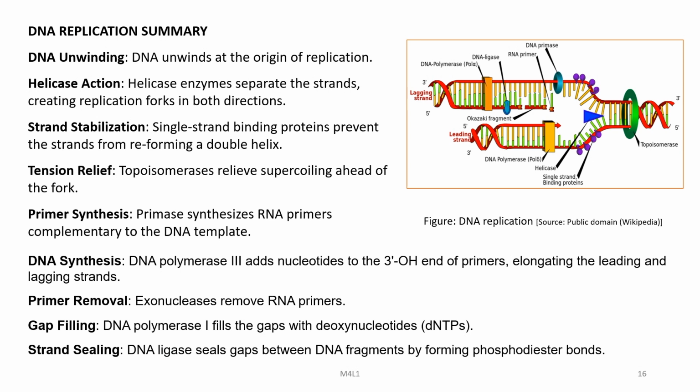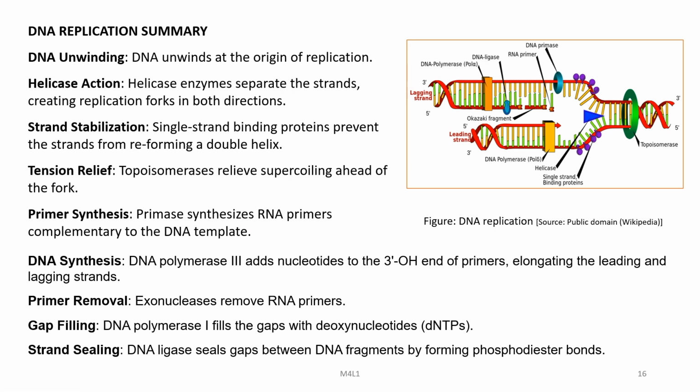So, if we want to look at DNA replication very briefly, there is DNA unwinding at the origin of replication, then there is helicase action which separates the strands, creating replication forks in both directions. Then the strands are stabilized by single strand binding proteins to prevent them from reforming a double helix. Then the tension is released by topoisomerases ahead of the fork. Then there is primer synthesis by primase, and these are RNA primers.